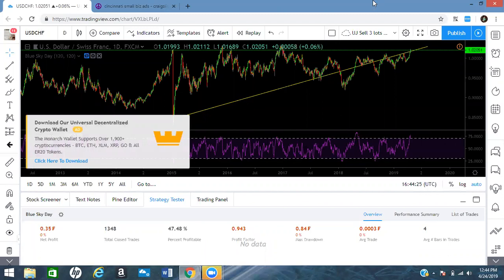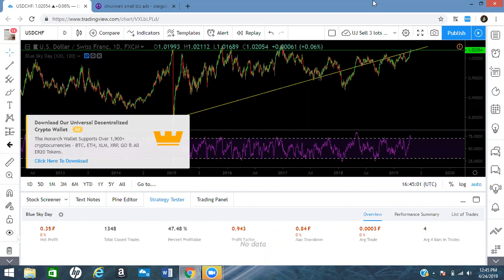Now, with that being said, I want to remind you guys, we do not want to rely on indicator trading. You don't want to rely on indicators to give you a trade setup. However, in certain scenarios, indicators can be very, very beneficial, and they can help you to draw a conclusion about a particular trade setup. So in this situation, we're going to be covering the blue sky day indicator. I'm going to show you exactly how I use this indicator to get amazing results.